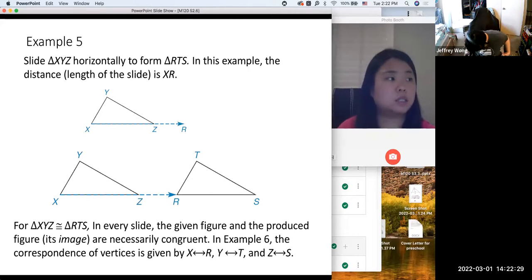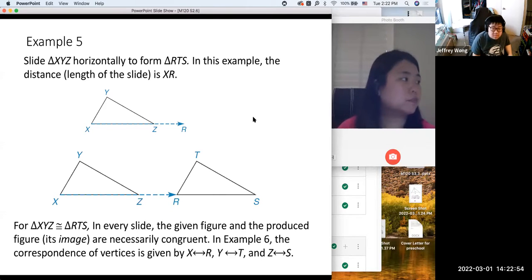Okay. This is called the slide rotation. And then again, these two triangles will be congruent. They do have the same angle and they do have the equal measure. Okay, make sure you change the questions here. It's RTS, not RST. Okay, RTS here.